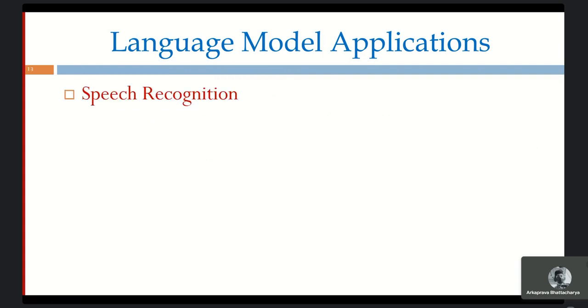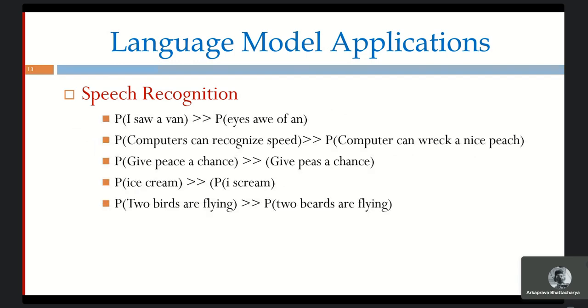Next one is speech recognition. Speech recognition is completely based on the words being pronounced. Now you can see "I saw a van." When it is pronounced, because of the pronunciation of words in speech form, some of the words may sound similar. You can see some of the examples here.